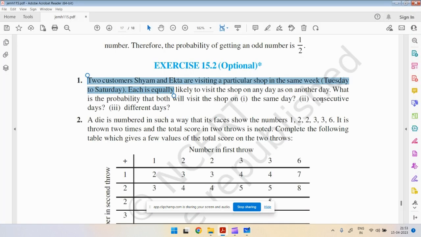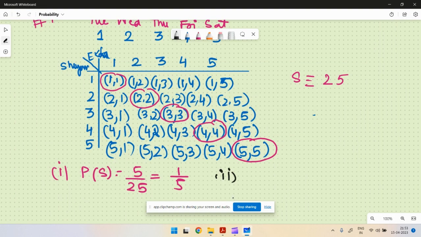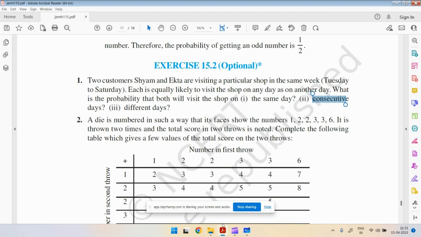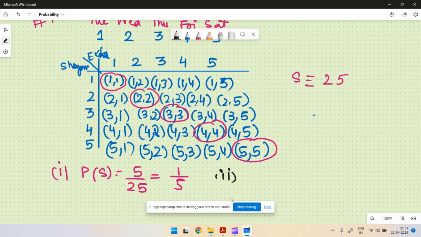Second is the consecutive days. Consecutive means that if Shyam visits on Tuesday, Ekta will visit on Wednesday. If Shyam visits on Wednesday, Ekta will visit on Thursday. Like that, they will be on consecutive days. See, so 1, 2, 2, 3, that is, Shyam visits on Tuesday and Ekta on Wednesday, or Wednesday and Thursday, or Thursday and Friday, or Friday and Saturday.